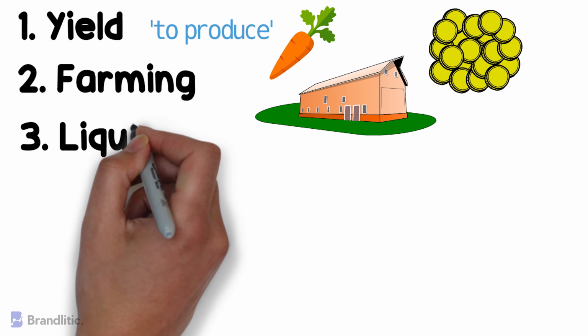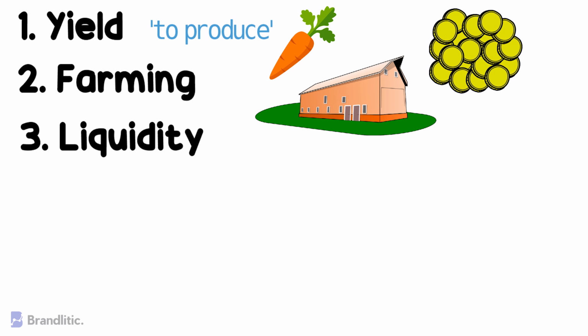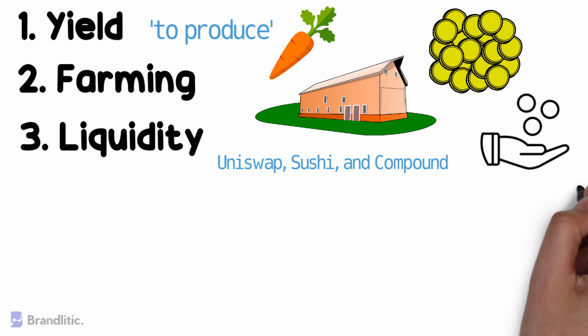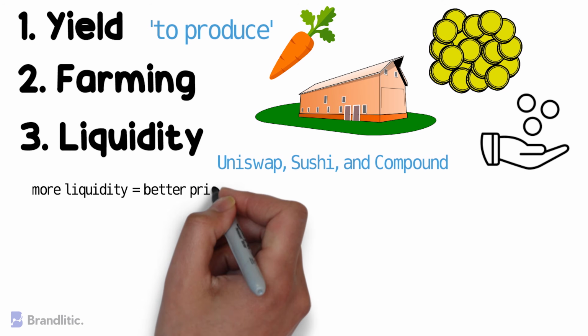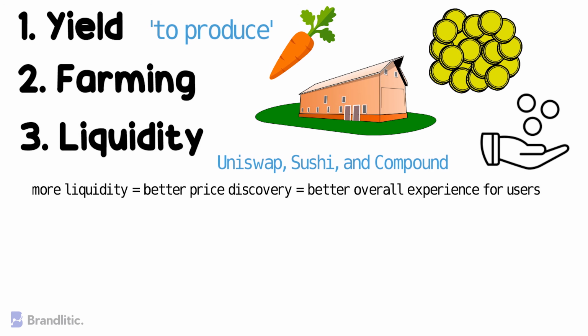Number 3. Liquidity. DeFi protocols like Uniswap, Sushi, and Compound are decentralized exchanges that depend on having crypto assets on hand for people buying and selling or borrowing and lending crypto from one another. Here, liquidity refers to having those assets on hand. The more liquidity a DeFi protocol has, the better price discovery and overall experience it can offer to its users.